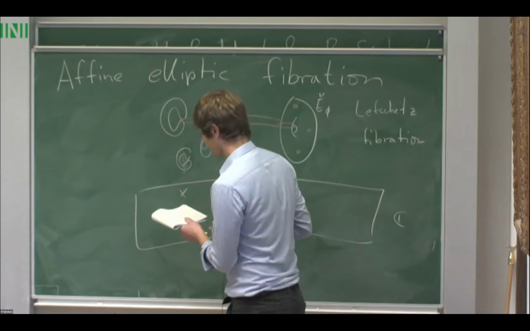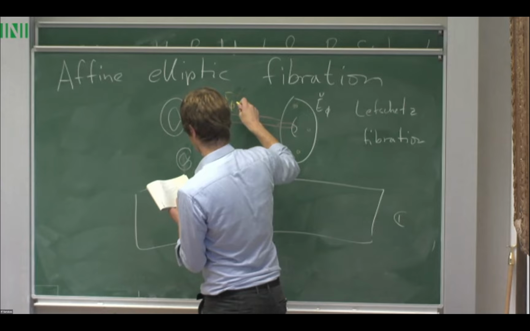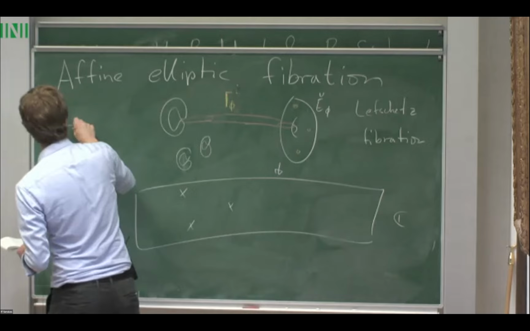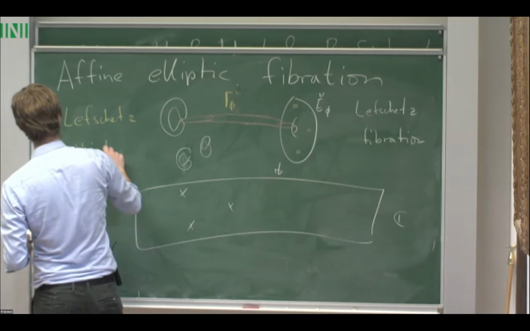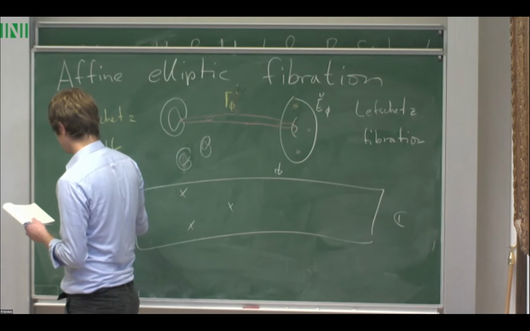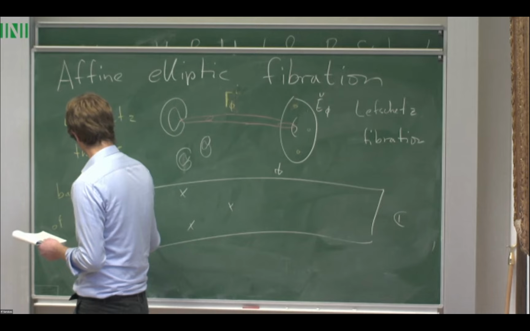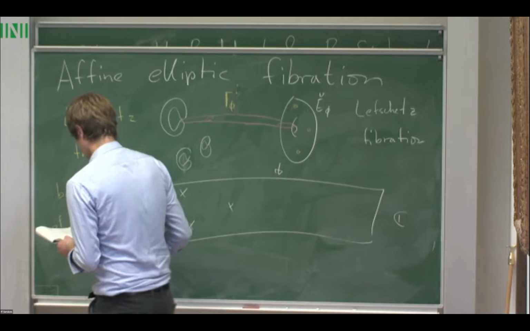Maybe I'll put it in yellow so that it's really clear. So gamma phi i, these Lefschetz thimbles. This is a Lefschetz thimble. And as you know, they give a basis. There are 3 of them, which give a basis of the relative homology group of C star squared relative to this fiber.